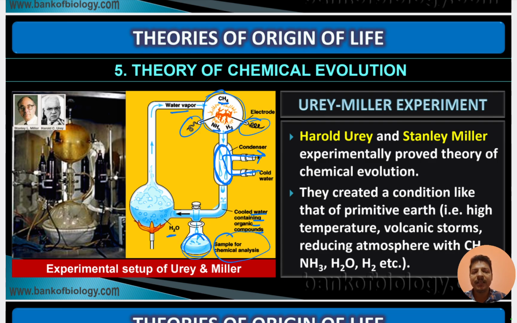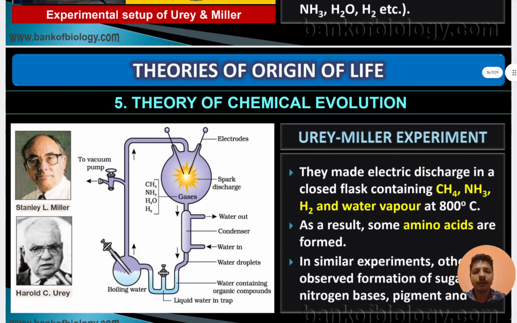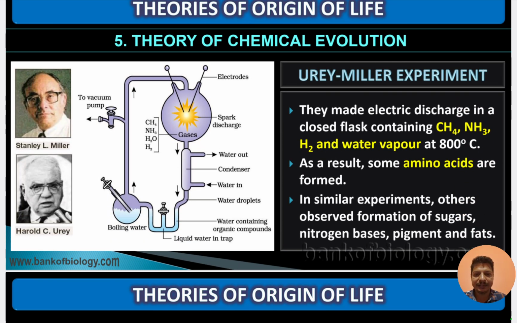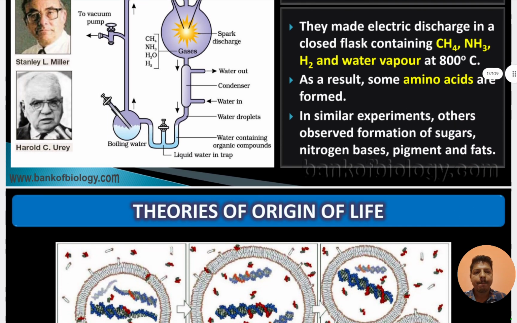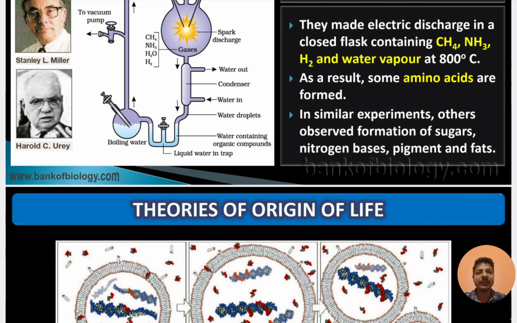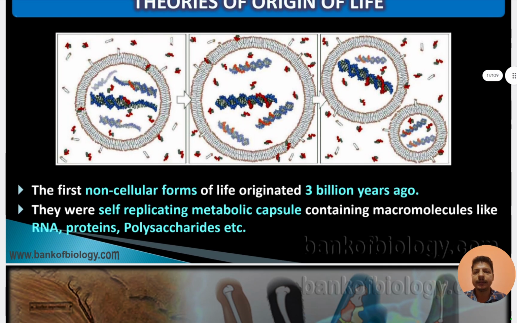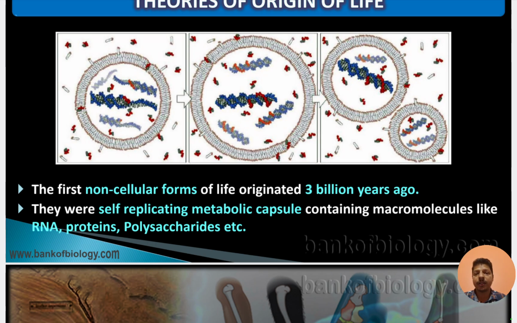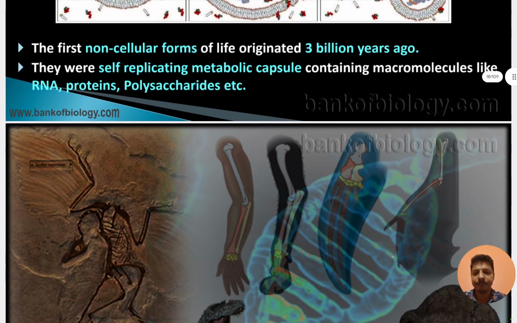In this sample they found amino acids like this, and in other similar experiments, others observed formation of sugar, nitrogen bases, pigments and fats. Next, the first non-cellular form of life originated 3 billion years ago. They were self-replicating metabolic capsules containing macromolecules like RNA, proteins, polysaccharides, etc. So this is the theory of origin of life.